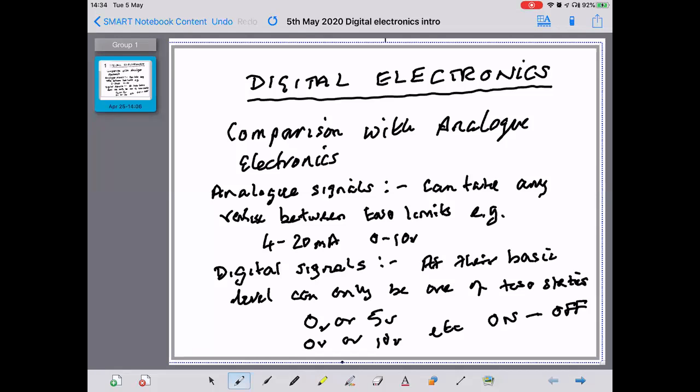Okay, digital electronics. We looked at the comparison between analog electronics and digital. Analog signals can take any value between two limits, e.g. 4 to 20 milliamps, 0 to 10. So they can be any one of the infinite number of values you can specify between those two limits. Whereas digital signals at the lowest, most basic level can only be one of two states, i.e. 0 or 5 volts, 0 or 10 volts, i.e. they can only be on or off.